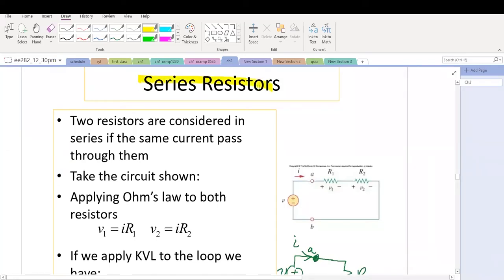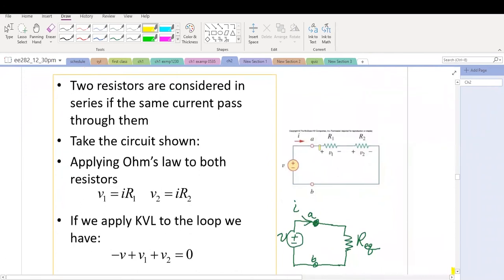Series resistors. Let's look at this circuit. There's a voltage source, current I in this direction, terminal A and B, R1 and R2. Apparently R1 and R2 are in series connection.